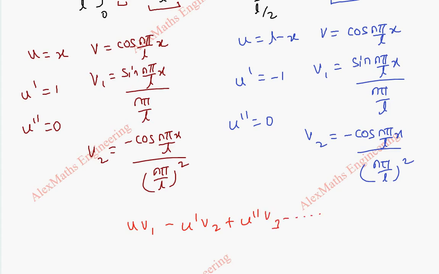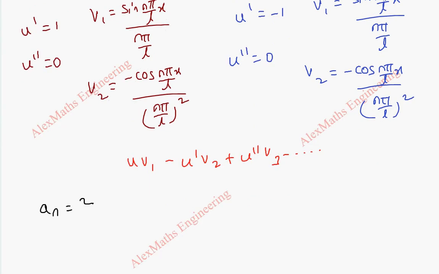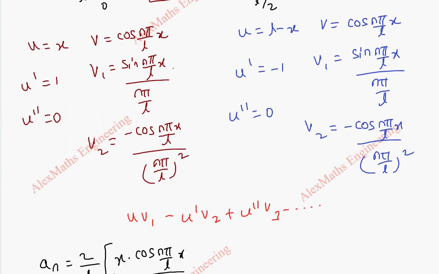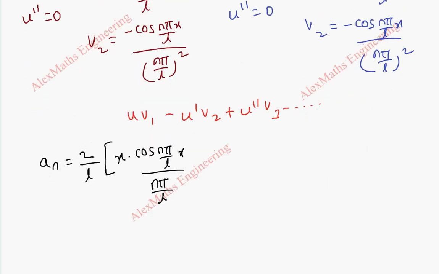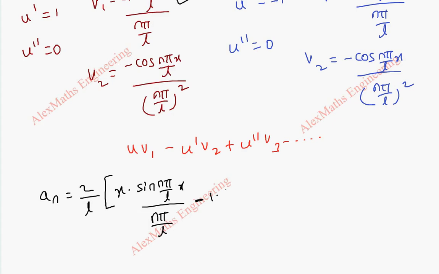So coming to an, outside we have 2 by L, then here it is u which is x, and v1 is sin n pi by L x by n pi by L. So this is sin. Then coming to the next term, minus u dash. So minus u dash is 1 and v2 is minus cos n pi by L x by n pi by L whole square.